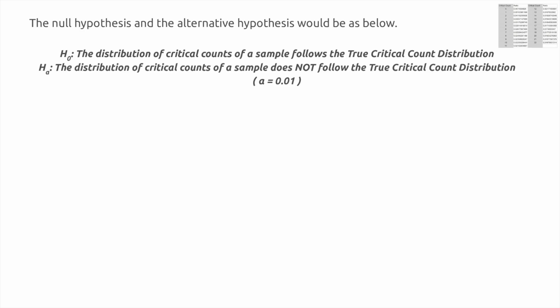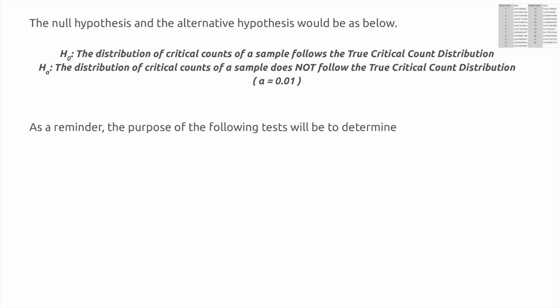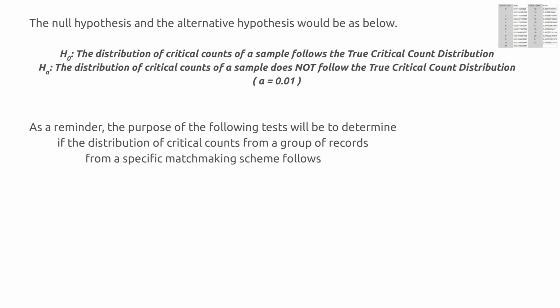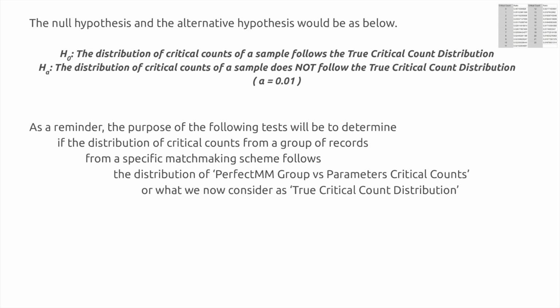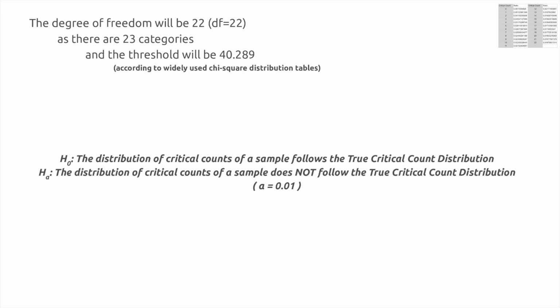The null hypothesis and the alternative hypothesis would be as below. As a reminder, the purpose of the following tests will be to determine if the distribution of critical counts from a group of records from a specific matchmaking scheme follows the distribution of perfect.mm group versus parameters critical counts, or what we now consider as true critical count distribution. The degree of freedom will be 22, as there are 23 categories, and the threshold will be 40.289. If our value is bigger than 40.289, we will reject the null hypothesis.